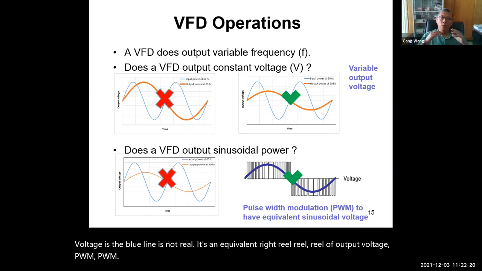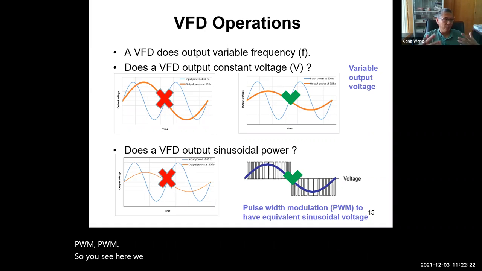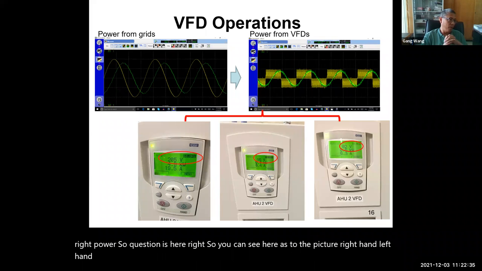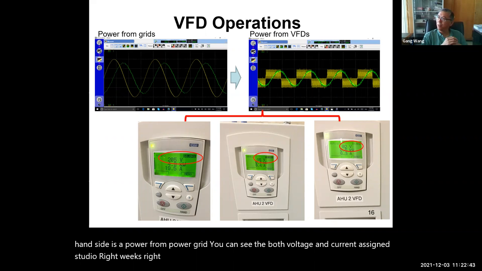So you see here, VFD does change frequency, but doesn't provide sinusoidal power, right? So the question is here. I put the picture here. The left hand side is the power from the power grid. You can see both voltage and current are sinusoidal waves, right? And the right hand side is the power output from VFD.